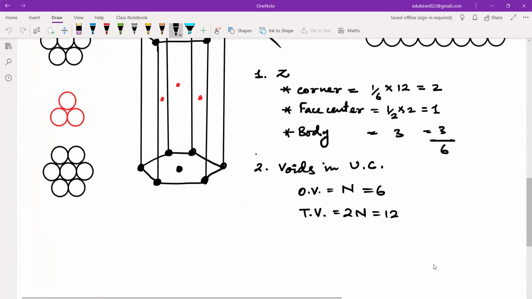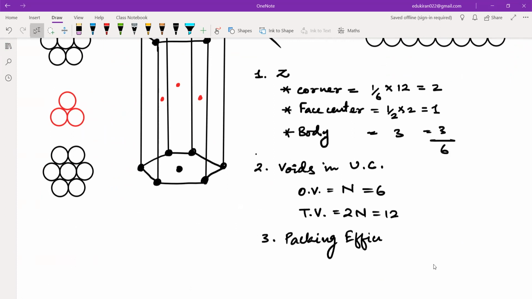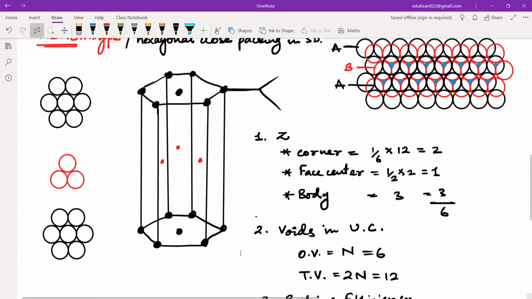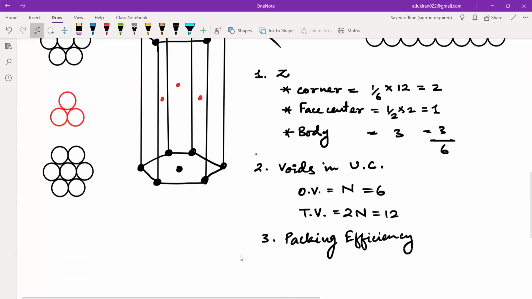Now the third is the packing efficiency. You don't have to derive this, because calculating the volume, have you learned the volume of this type of 3D hexagon? No. That is why you don't have to derive this. The packing efficiency is equal to 74%.